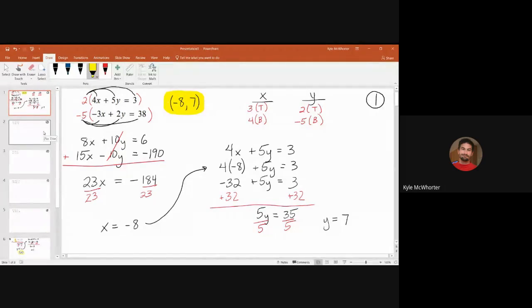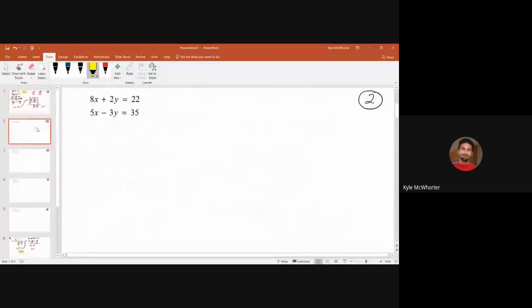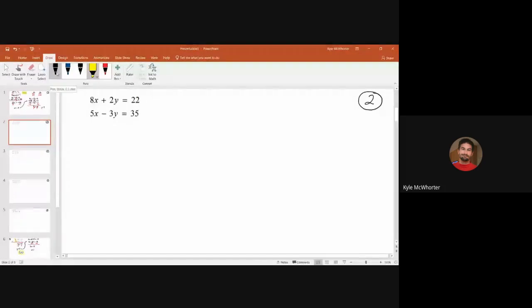Okay, let's look at the NASA one. All right, now looking at this one, I can kind of already tell by looking at it. If I want to eliminate x, I'm going to have to multiply by like 8 and 5, the only thing they're going to go into is 40, because 8 times 5 is 40. So I would have to have 40x and -40x, so I'd be multiplying by 5 and -8.